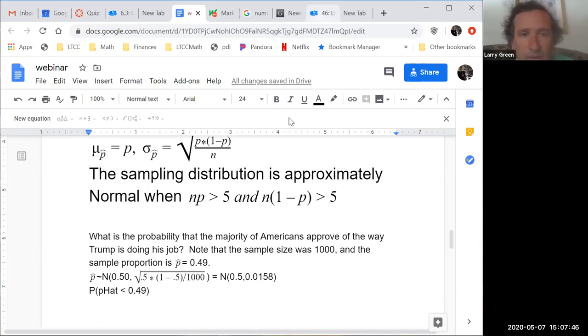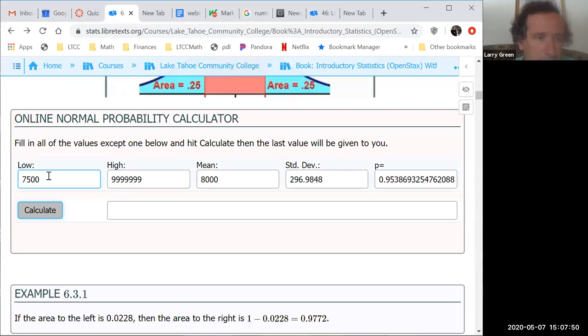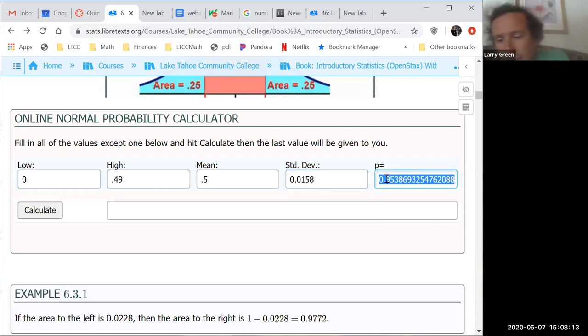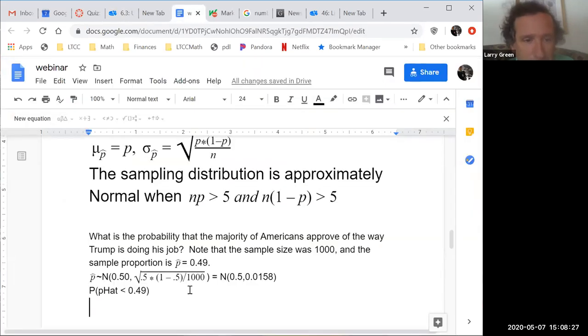Now we go to our calculator. So low, I'll just call it 0, it doesn't matter, and 0.49. The mean is 0.5. The standard deviation is 0.0158. And there's our probability. Okay, about 26% chance. I'm going to go 2 decimals because that's all anyone cares about. I don't think I've ever seen the news do more than a decimal percent.